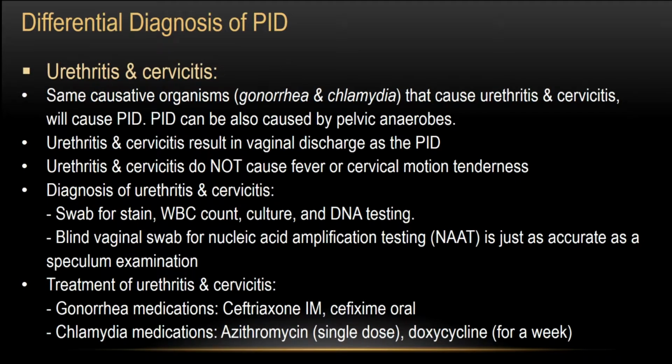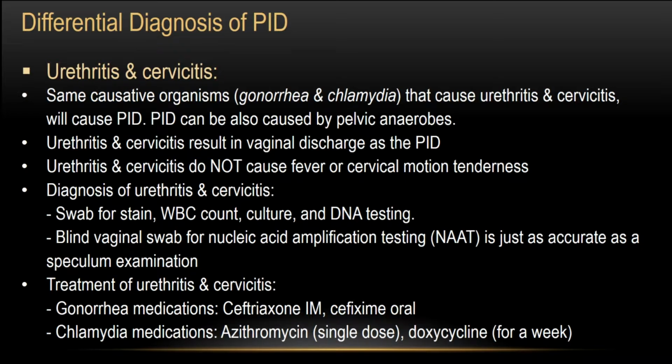Now, a differential diagnosis of pelvic inflammatory disease is simple urethritis and cervicitis. What do we get in urethritis and cervicitis? We get vaginal discharge, and this vaginal discharge is the same as we get in pelvic inflammatory disease. So what is the difference then? The same causative organisms of pelvic inflammatory disease will simply cause urethritis and cervicitis, and this will lead to vaginal discharge: gonorrhea and chlamydia. Gonorrhea and chlamydia can cause simple urethritis, simple cervicitis, or they can cause pelvic inflammatory disease.